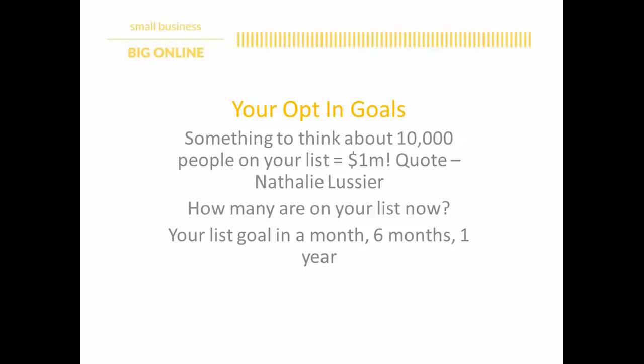So have a think about this. How many are on your list right now? Have you got anyone on your list? And if you haven't, what do you want to build your list to? Have a think about what you would like to build your list to in the next month. Is it 50? Is it 100? Over a 6-month period? Or over a year? Maybe you want to reach up to 1,000 or more people. So set a list-building goal that you can reach for as you start building your online presence.